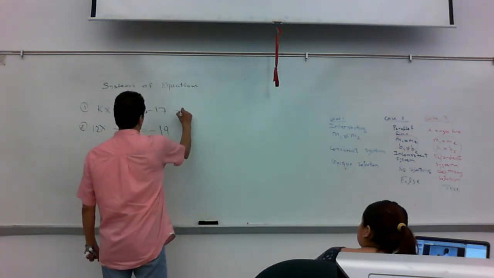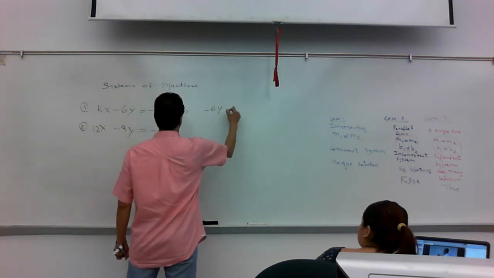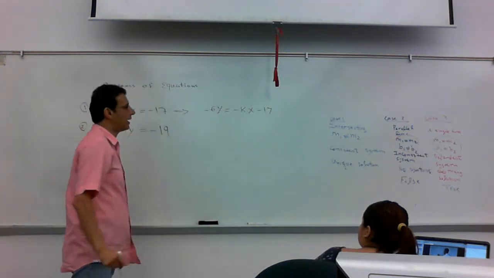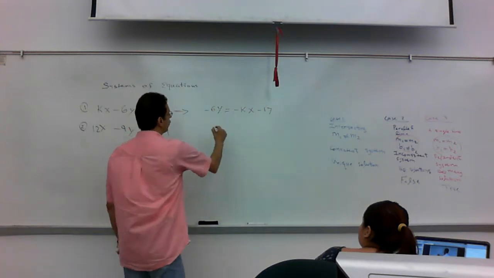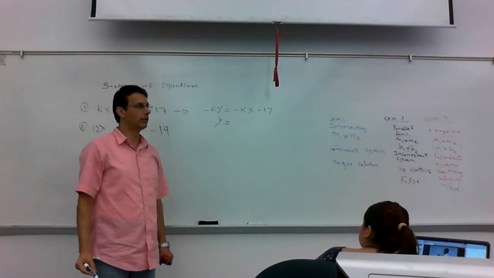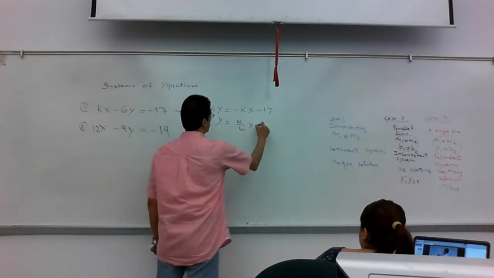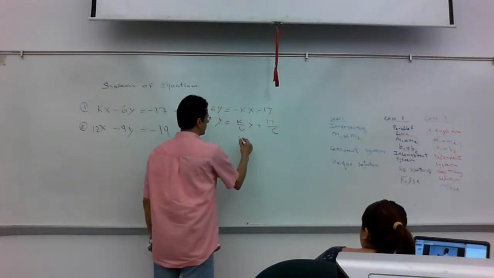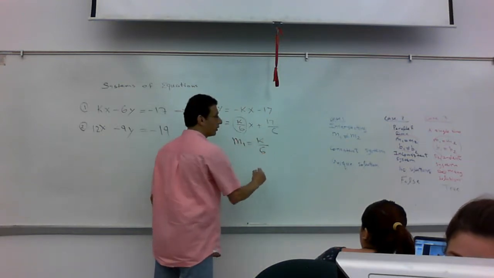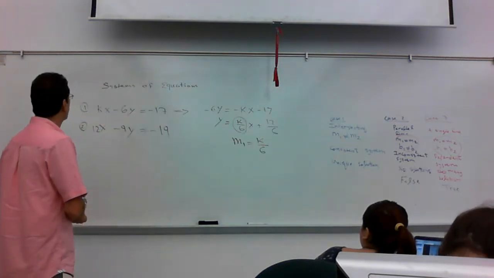If you're looking at this one, we want to solve for y, right? Negative 6y equals negative kx minus 17. In other words, move the kx to the other side, right? And so y is equal to what, everybody? Divide both sides by negative 6, right? So what do you get? K over 6 x plus 17 over 6. And I'm going to call this M1 is k over 6. Do you all agree with that? Okay, leave it. Can you tell me what is the slope here?